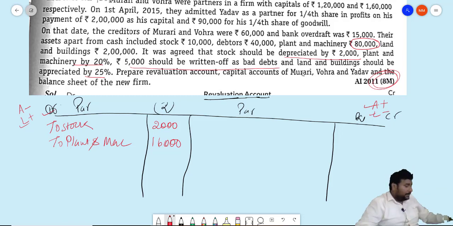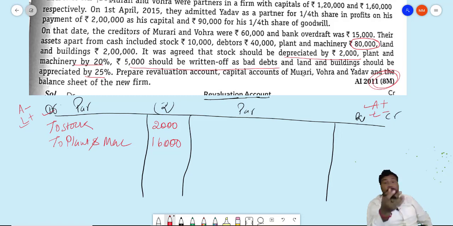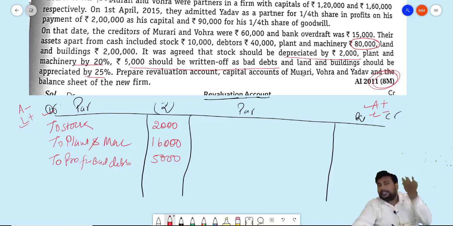5,000 should be written off as bad debts. Bad debts will decrease our assets. When assets decrease, it will be transferred to the debit side. It will be To Provision for Bad Debts. How much? 5,000. Land and building should be appreciated by 25%. Depreciation is decrease, appreciation is increase. So how much? 25% of the building, 2 lakh, 25%.